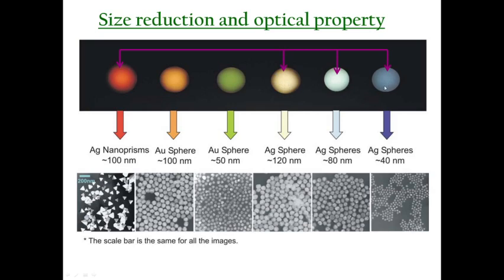When you compare the gold spheres of 100 nanometer and 50 nanometer size, you can see that when the size is reduced from 100 nanometer to 50 nanometer, it goes from a reddish tint to a green tint. Further, the gold nanosphere's color varies again. So this is how size reduction changes the optical properties of the material.